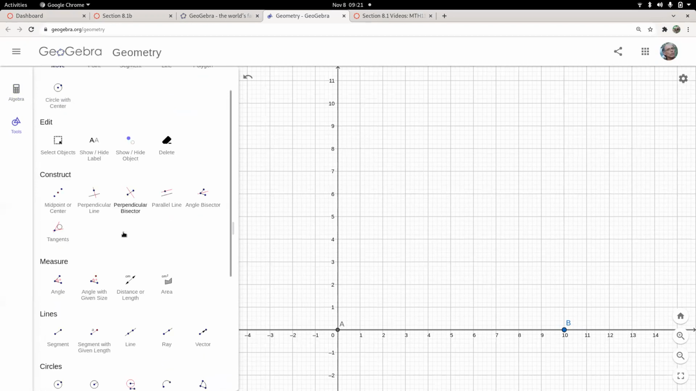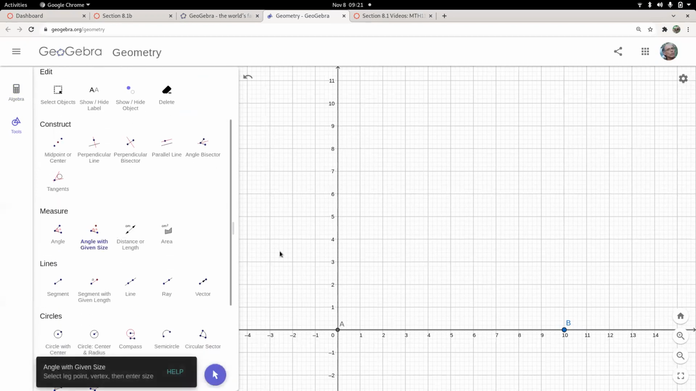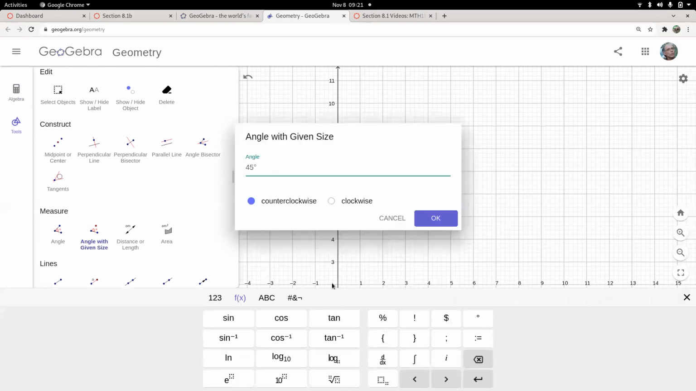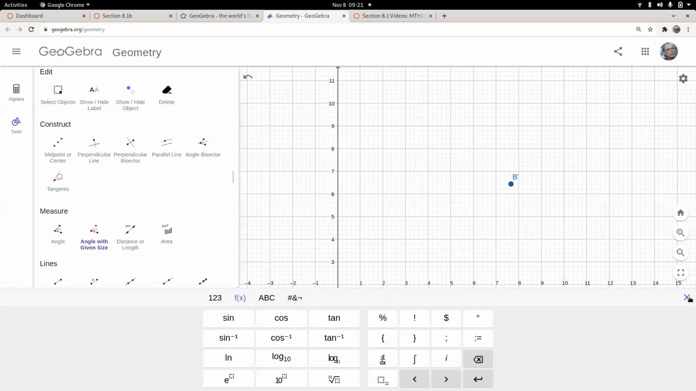So I want an angle of a given size. And it says to select a leg point and then a vertex, then enter the size. So here's my leg. I'm going to have the vertex at the origin. Counterclockwise, degrees 40.1. What it will do is trace a circle and put a dot on the circle at 40.1 degrees counterclockwise. All right, so there's that dot right there.